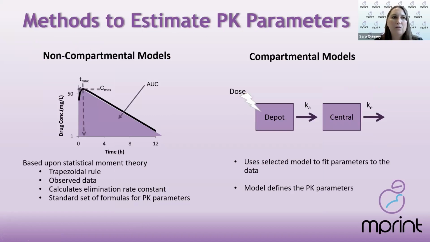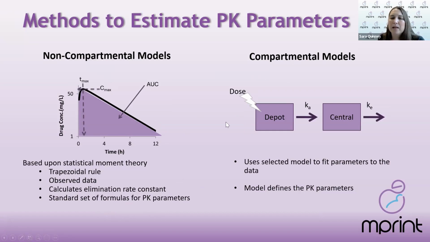In general, there's two methods that we'll talk about. One is non-compartmental modeling, or NCA analysis, and the second is compartmental models. Non-compartmental models are based upon the statistical moment theory, and really you can just plot your data and use general algebraic equations to solve for the AUC, observed Cmax and Tmax, and calculate an elimination rate constant. This incorporates a standard set of formulas for determining PK parameters such as clearance and volume.